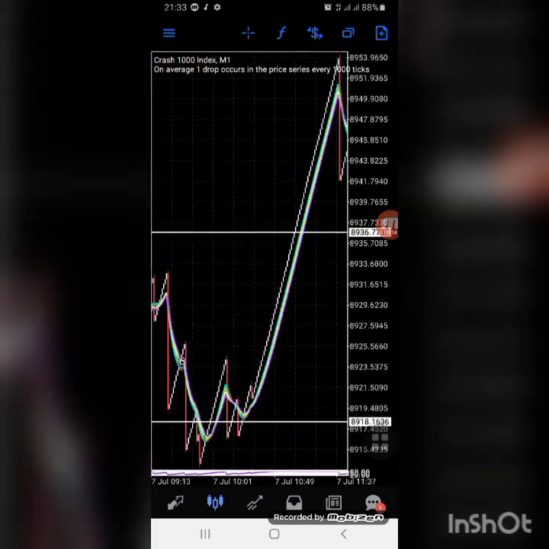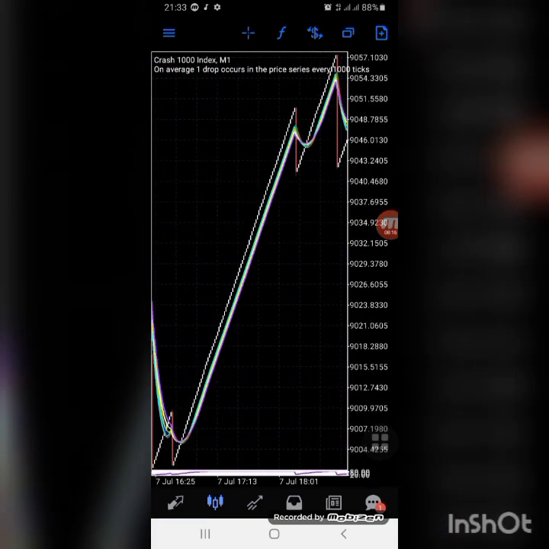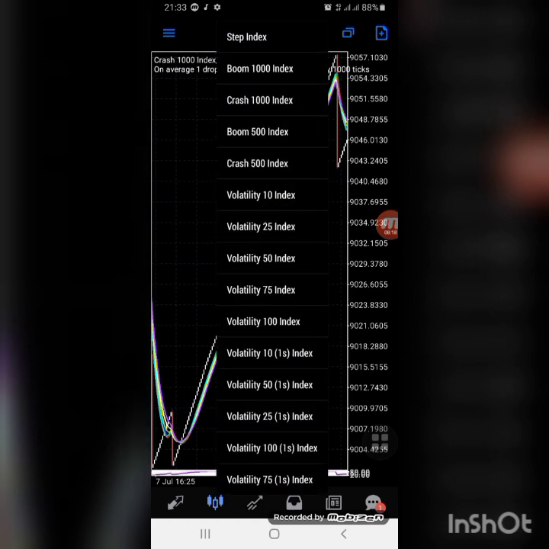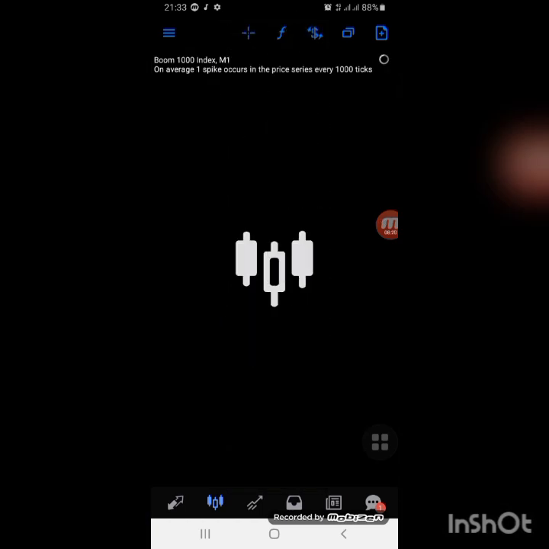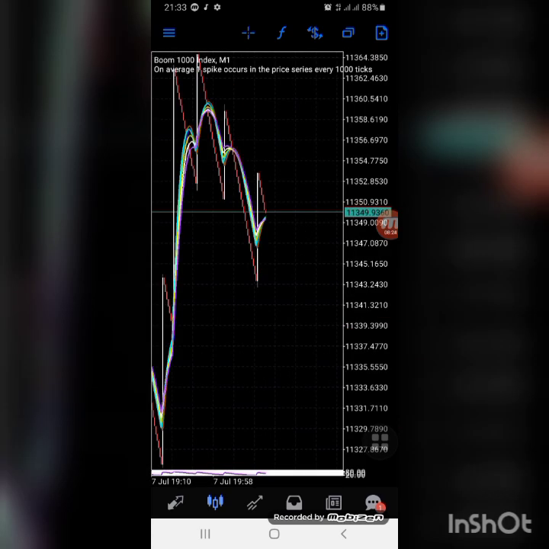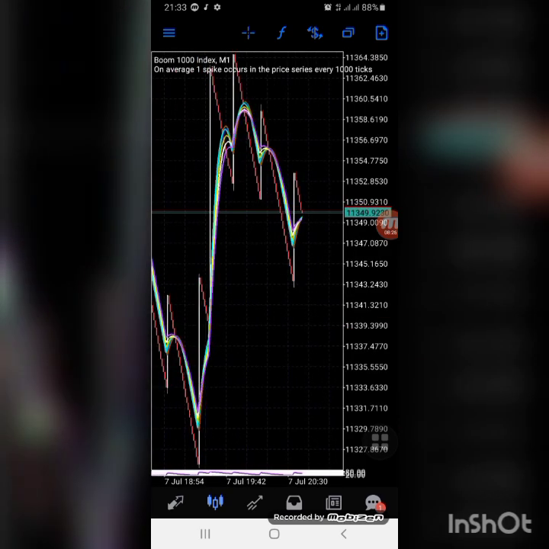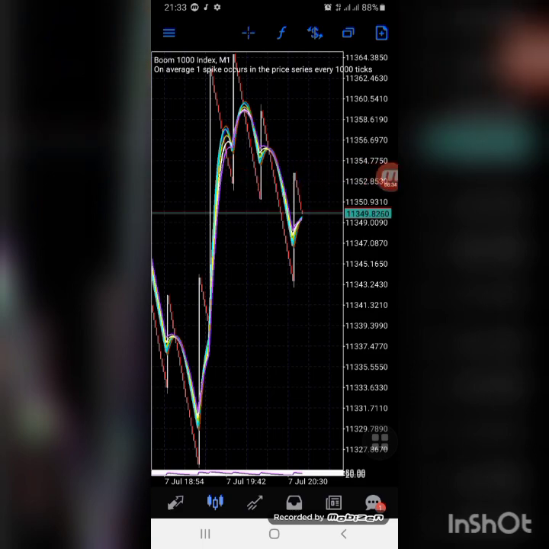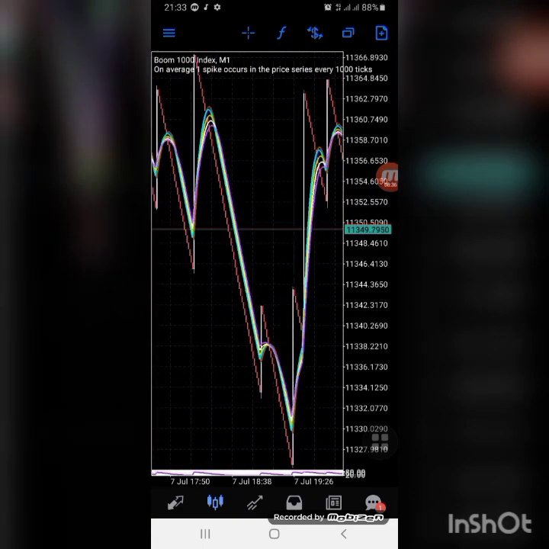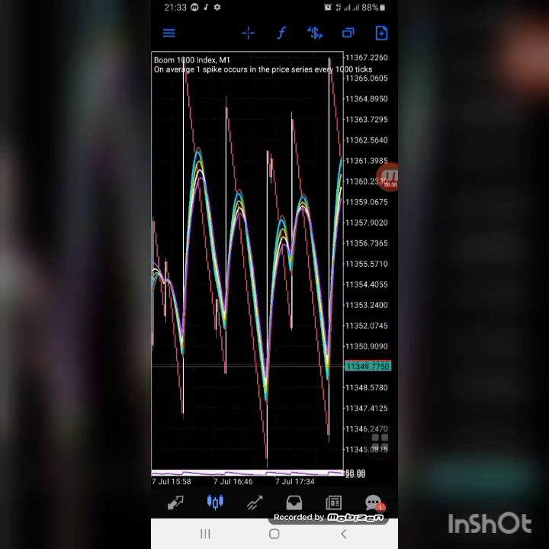Right, this is Crash 1000. Let's check on Boom 1000. On Boom indices it is a reverse of what is happening here. You can see that here right now we have taken some trades. Look at the crossing over here. You should enter your trade and make some profit right from this place. Okay, look at that. It works like magic.